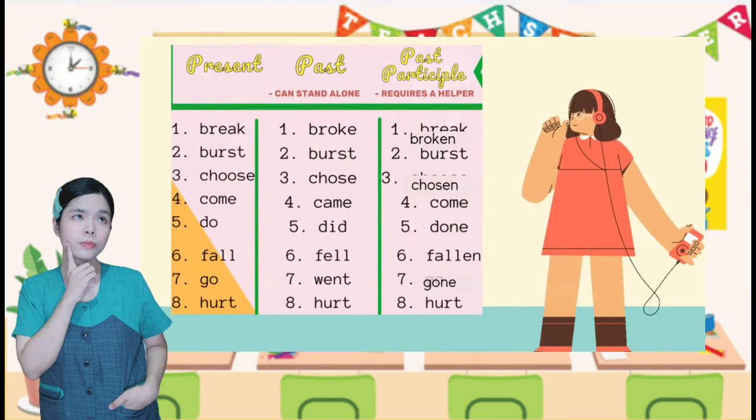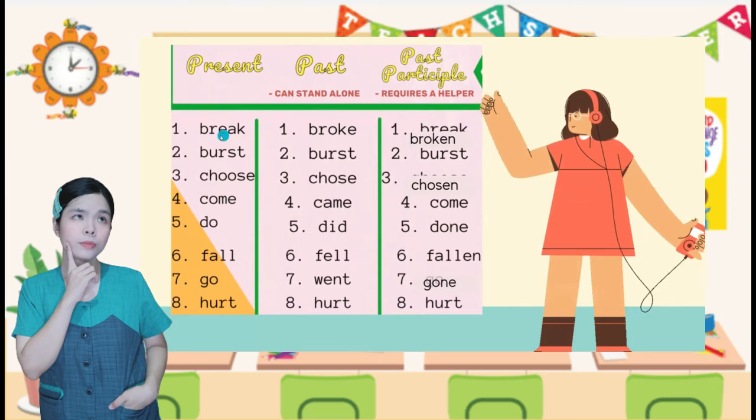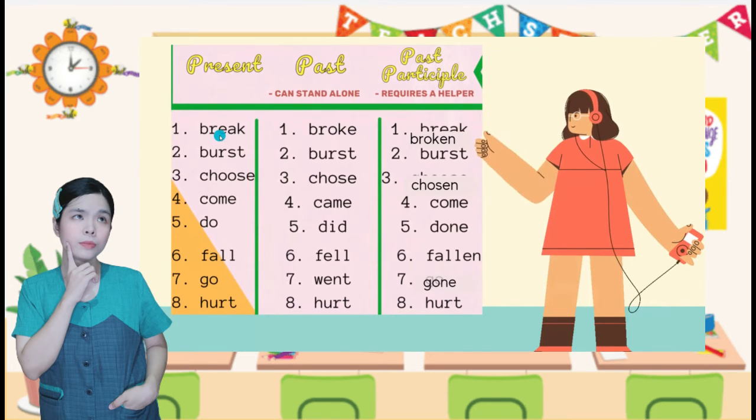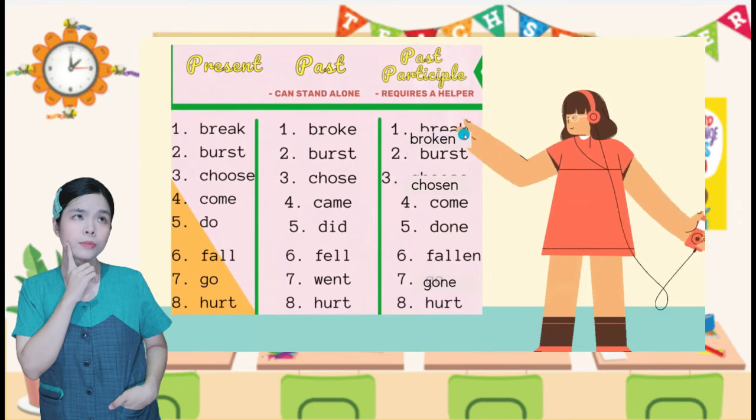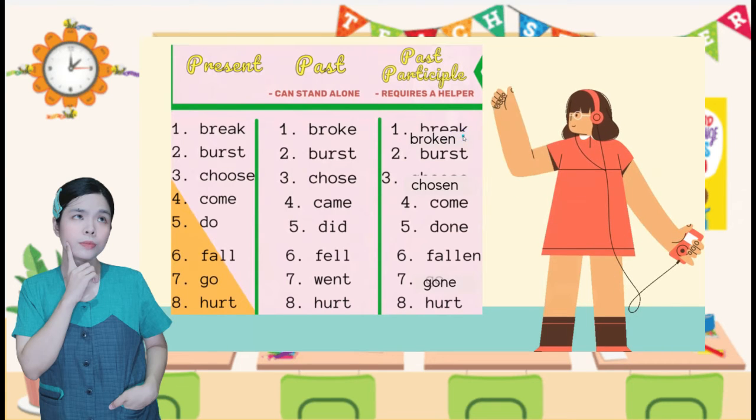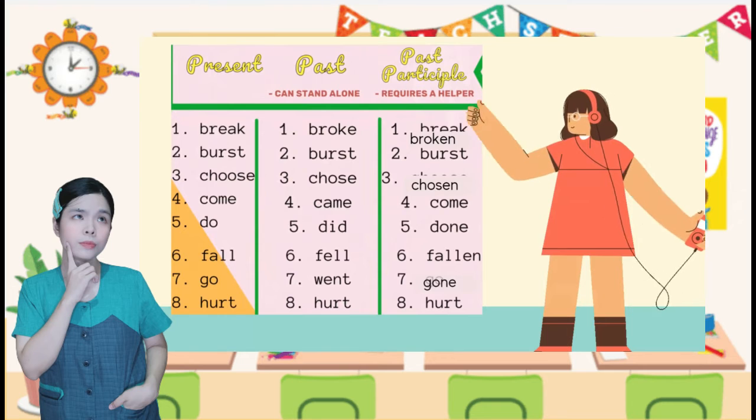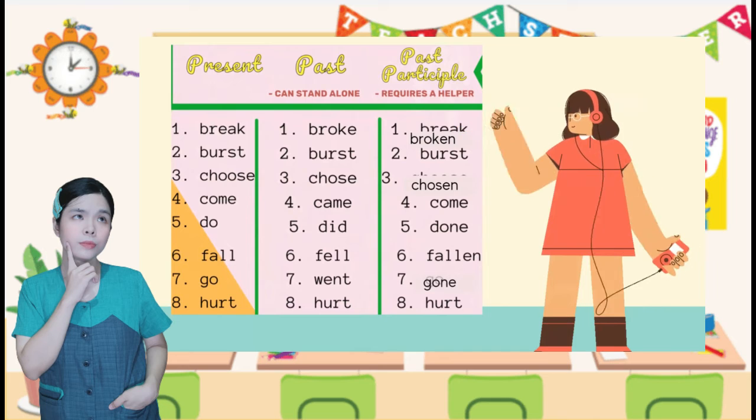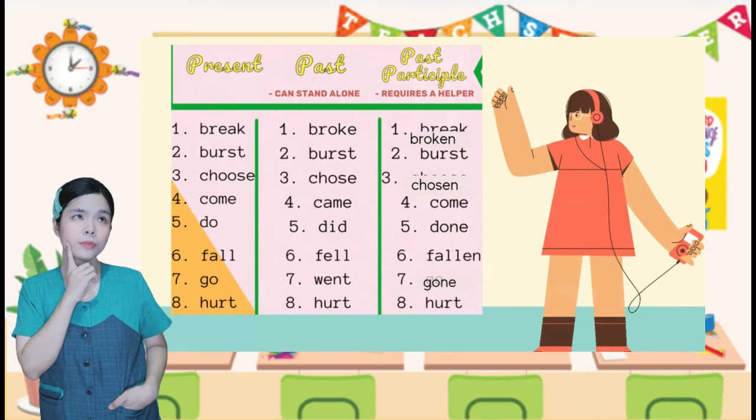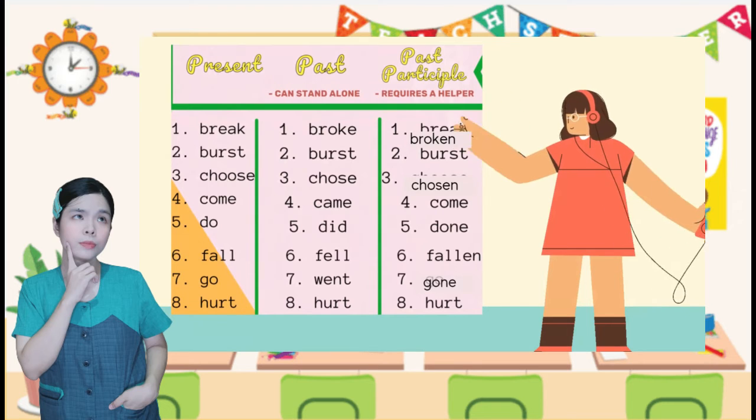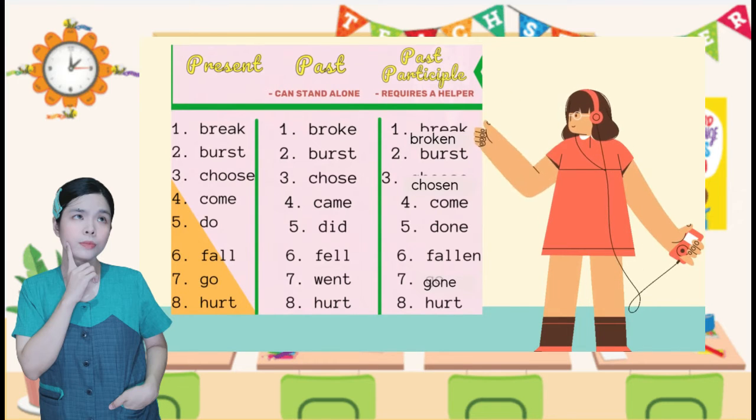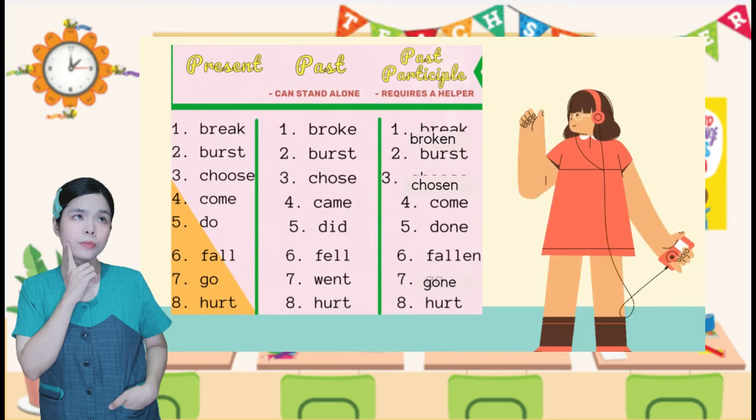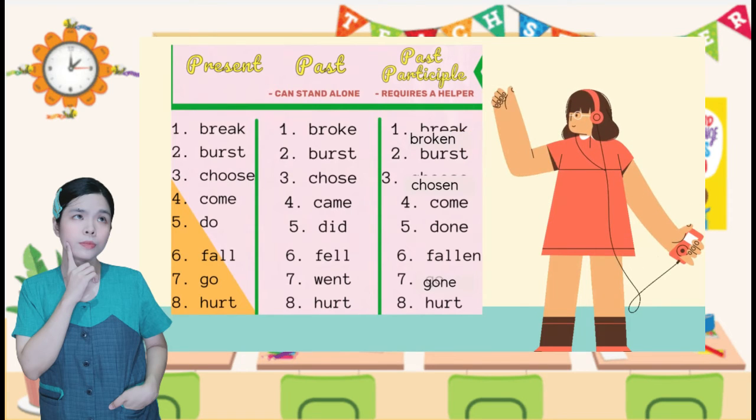the irregular verbs. The first one: break, broke, broken. For example, break: the past tense, which means it can stand alone, is broke, and the past participle, meaning it requires a helper, is broken. So break, broke, broken. You just need to memorize this, class. By the way, these are the most common irregular verbs.